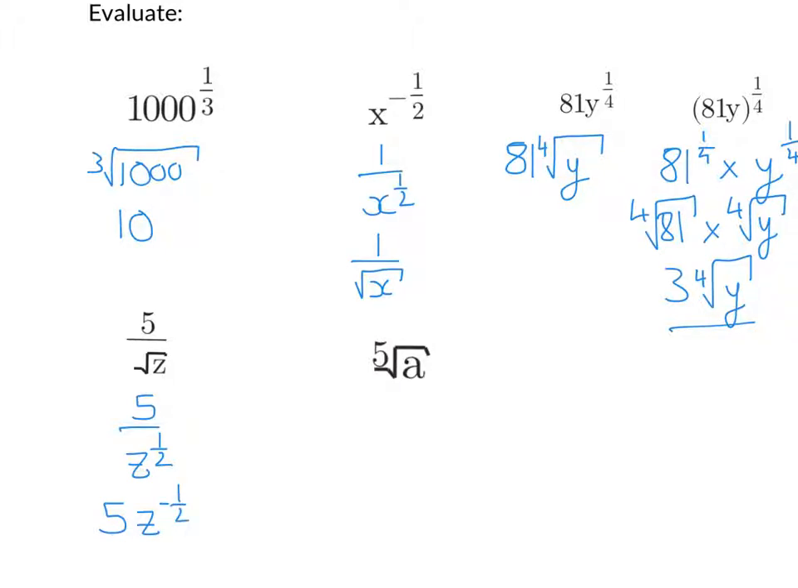This last one here, we've got the fifth root of a. Well, using our new rule in reverse, this is the same as a to the power of a fifth.